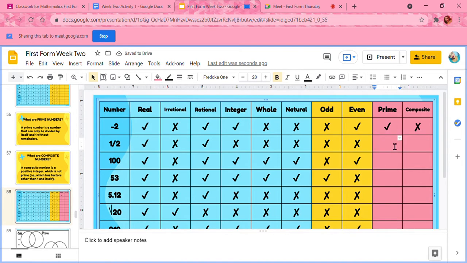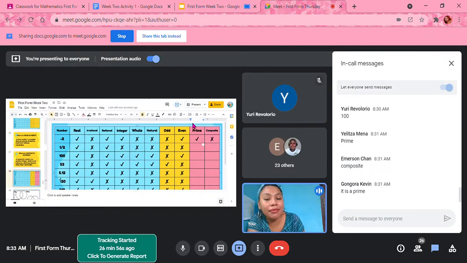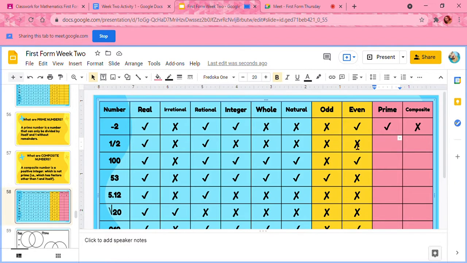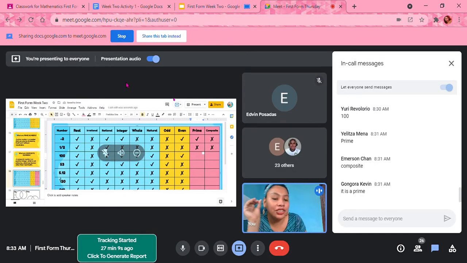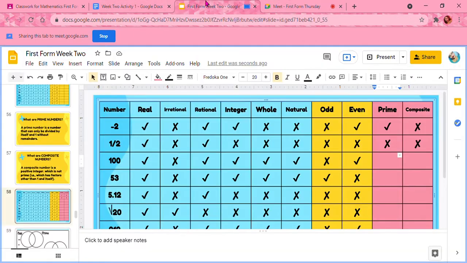All right? Let's look at one half. Is one half prime, composite, or none? None. Very good. It's none of them. 100. Is 100 prime, composite, or none? Composite. Very good. You guys are understanding. And because it is composite, it cannot be prime.